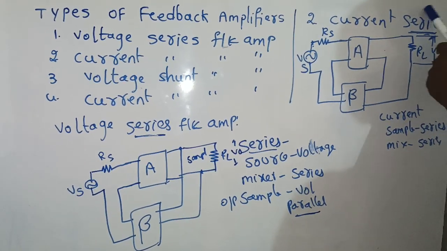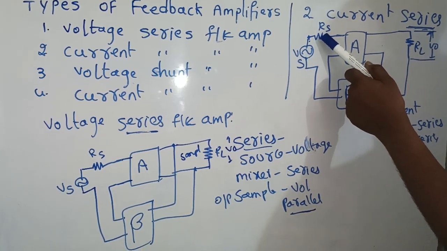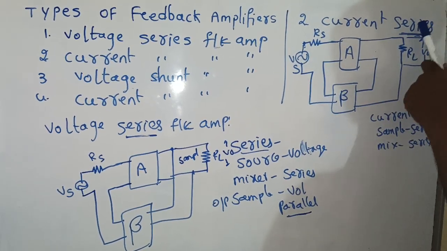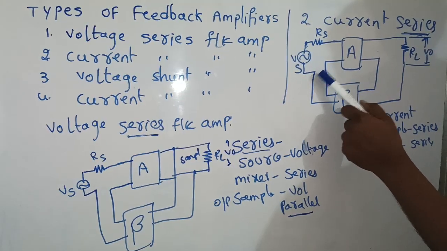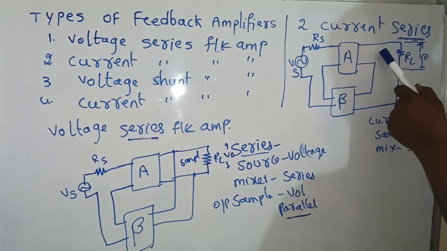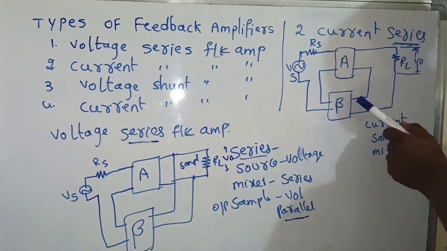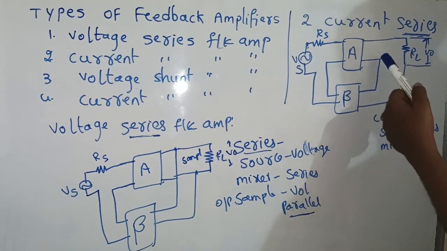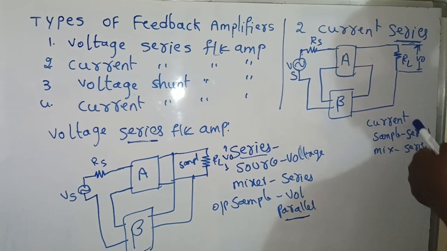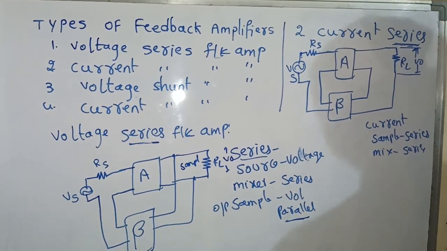Here it is a series connection, that is why for the voltage source the resistance is in series. Similarly, this is a series connection, the mixer is in series at the input side. Similarly, at the output side we have a sampler. For the current, the sample is in series. If it is a voltage, the output sample is in parallel connection, same as the first one.